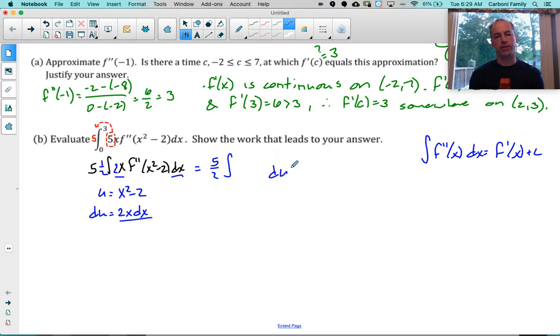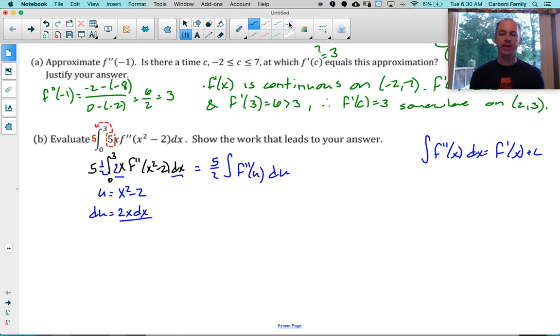So I replace my du first. I always like to do my du first. And then I'm left with f double prime of u. And now my integral is exactly what I was thinking earlier, only it's a u instead of an x. No big deal. That antiderivative will be f prime of u. And I realized I ignored my limits of integration. So let me go back and put those in. This is from 0 to 3.